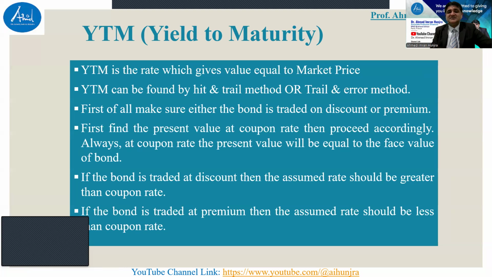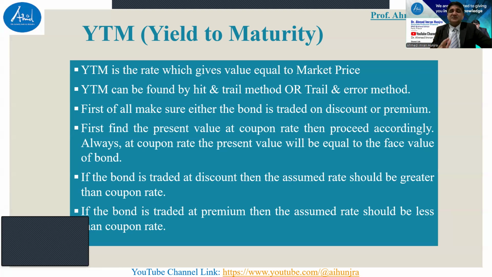The name of the method is hit and trial method, or we can call it the trial and error method. It means we may have more than one attempt to find the YTM. First of all, we need to make sure whether the bond is traded at discount or premium. We need to differentiate. So first find the present value.